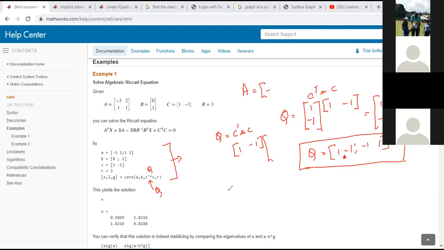All right, the Q now. So just write Q is equal to what is that? 1, negative 1, semicolon, negative 1, 1.